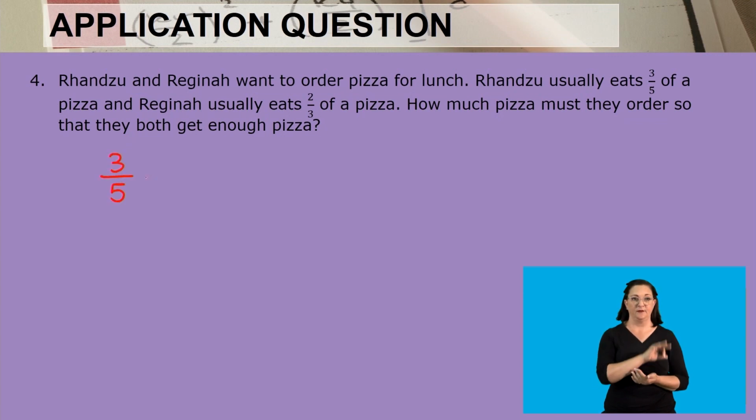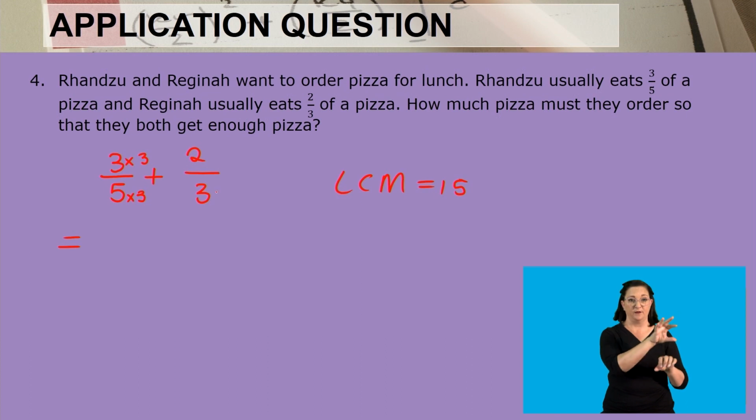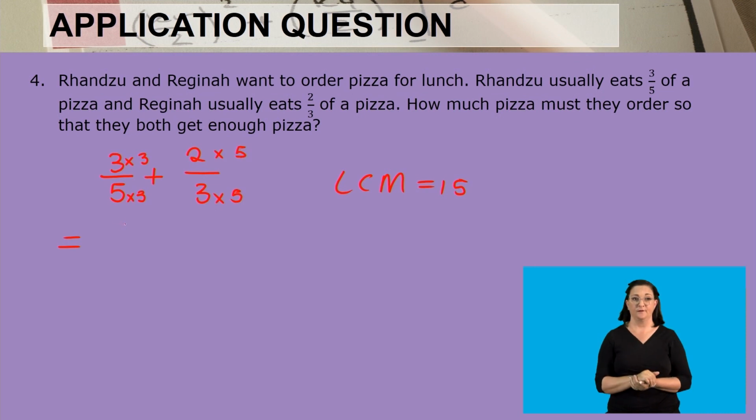Do not be thrown off by that "eats", because they haven't eaten the pizza yet. They still need to buy it. So we need to find out how much pizza they are going to buy. We have 3/5 plus 2/3. And when we add those two, we need to find the lowest common multiple, which in this case is 15. So when we multiply that denominator by 3 to get the 15, we multiply that numerator by 3. And then we multiply that denominator by 5 to get the 15, and we multiply that numerator by 5.